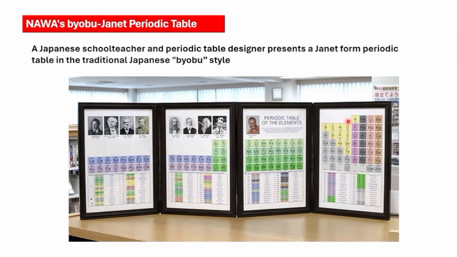Next one is Naomi Bouyoubu's Janet periodic table. He is a Japanese school teacher, and he has made a lot of periodic tables. I'll show some more later. He designed this Janet form of periodic table in the traditional Japanese byobu style. So this is the Japanese byobu style, and you can see that the S block and P block elements are on this side, and then we have D block elements, then we have F block elements. So this one is called byobu style.